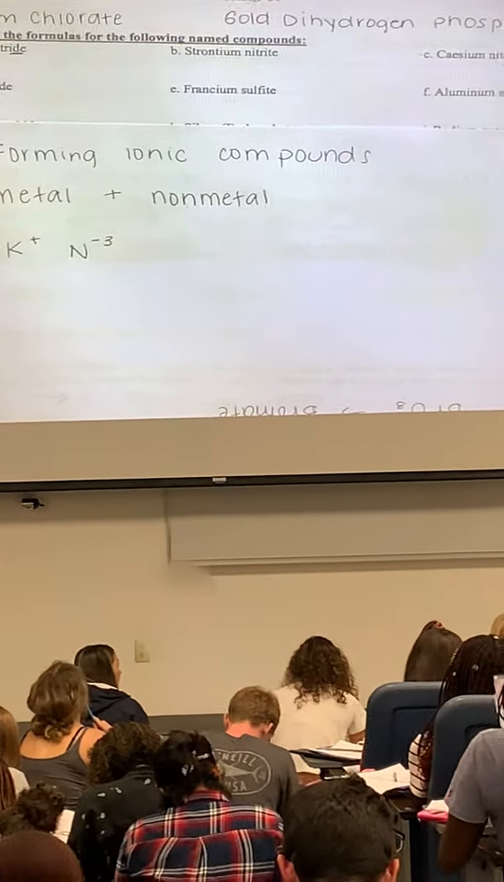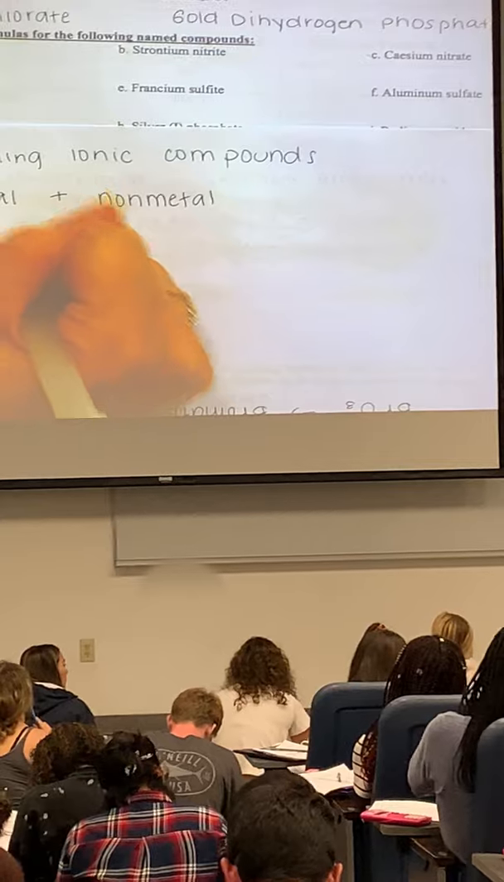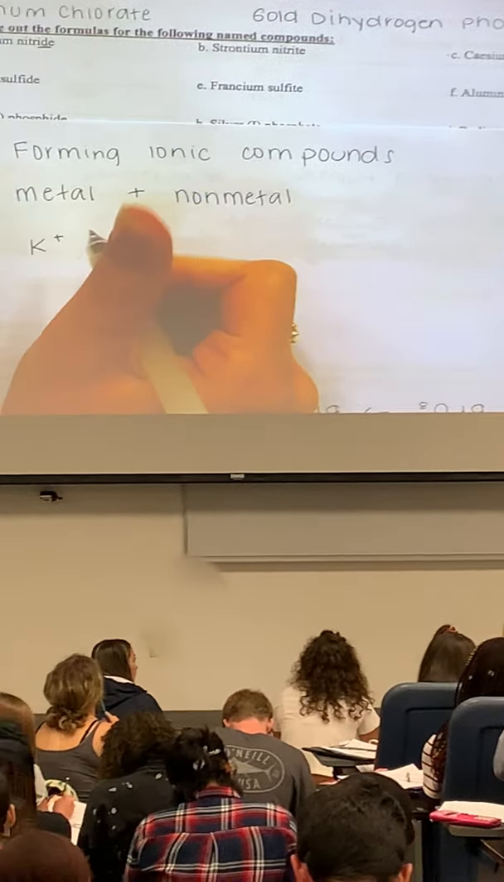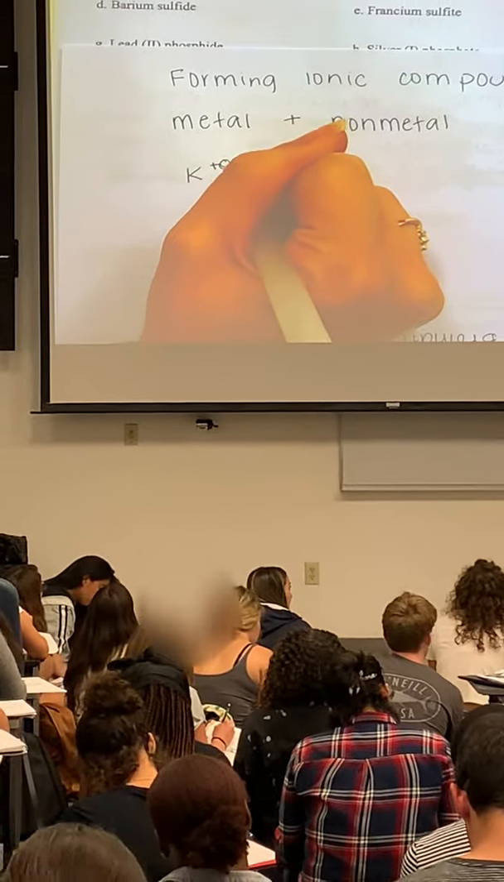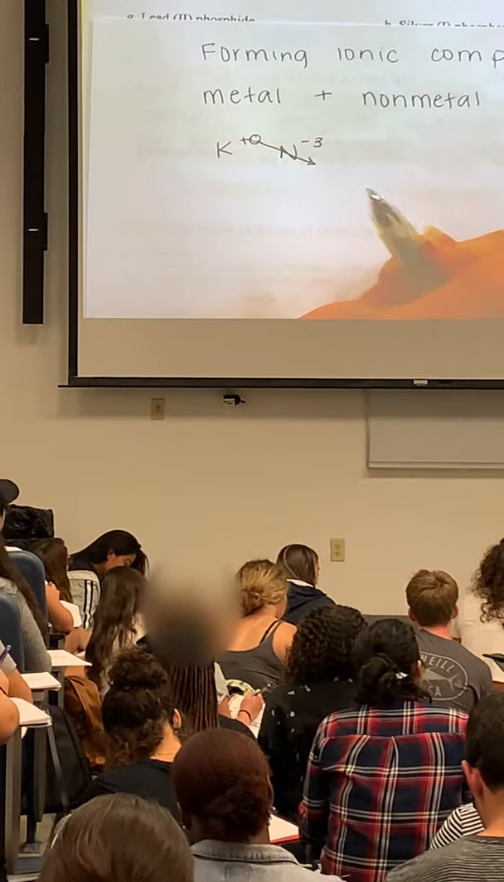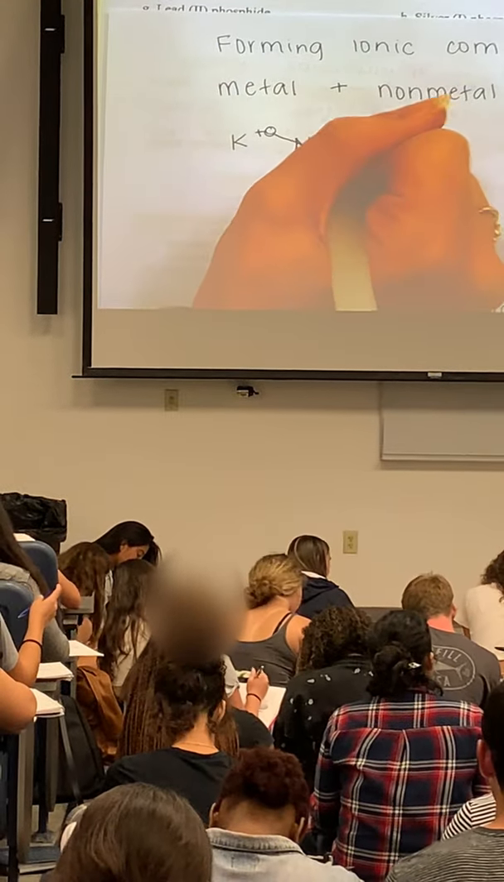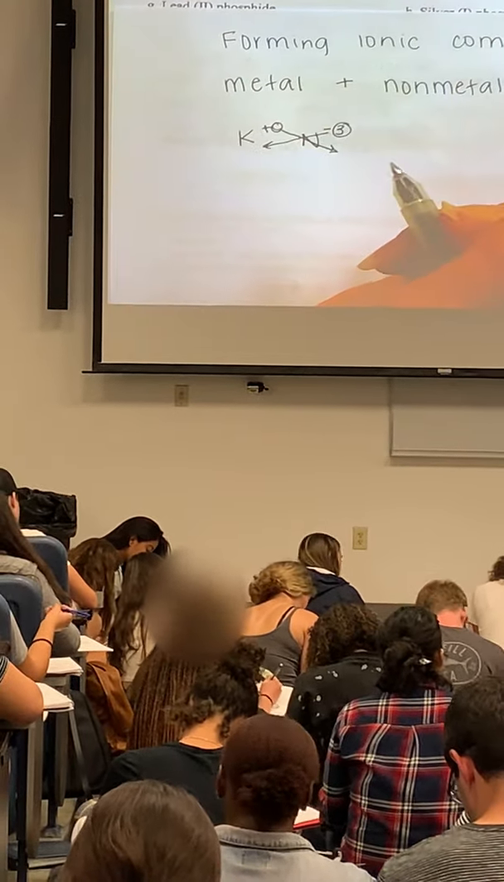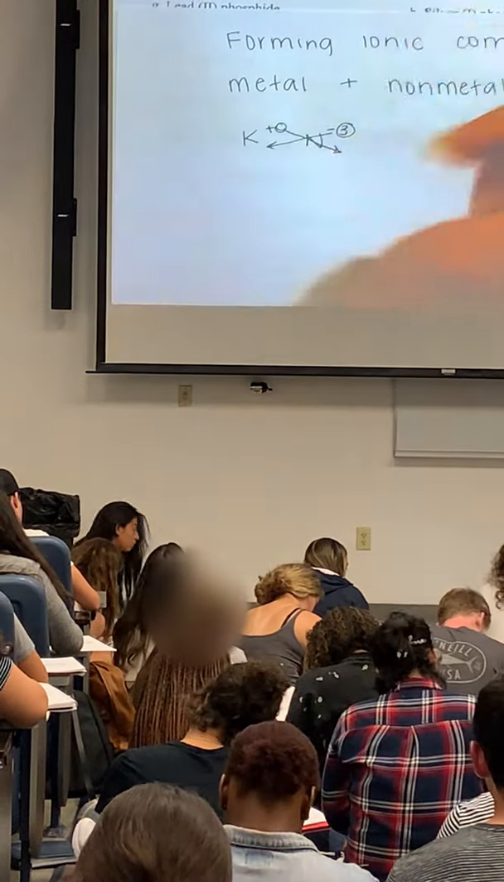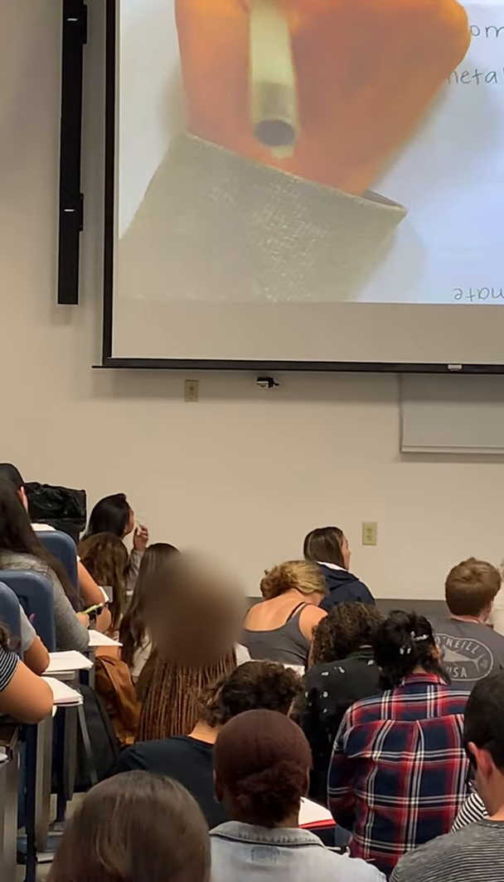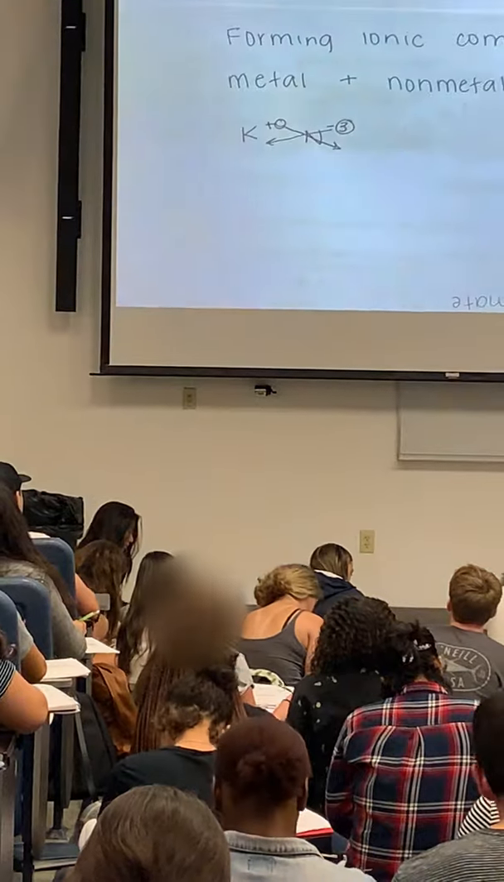So what we do from here is the number that's up here becomes the subscript for what's down here. So there's a 1 up here that we don't write. The 1 is going to be the subscript for nitrogen. The 3 is going to be the subscript for potassium. So potassium nitride is going to be K3N.